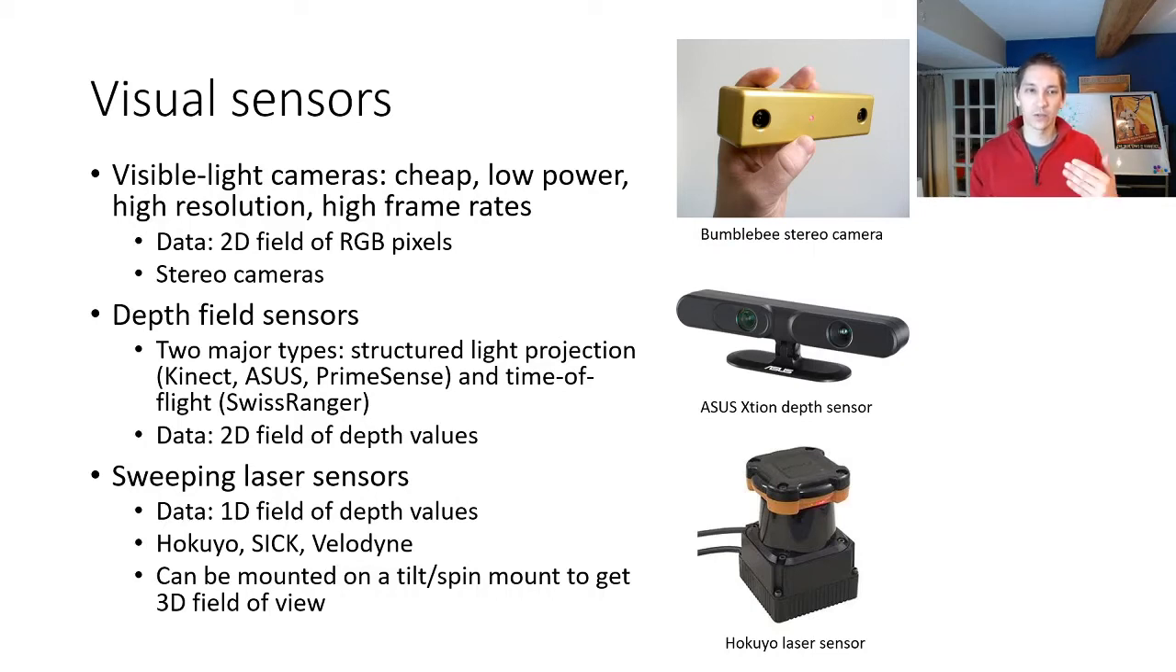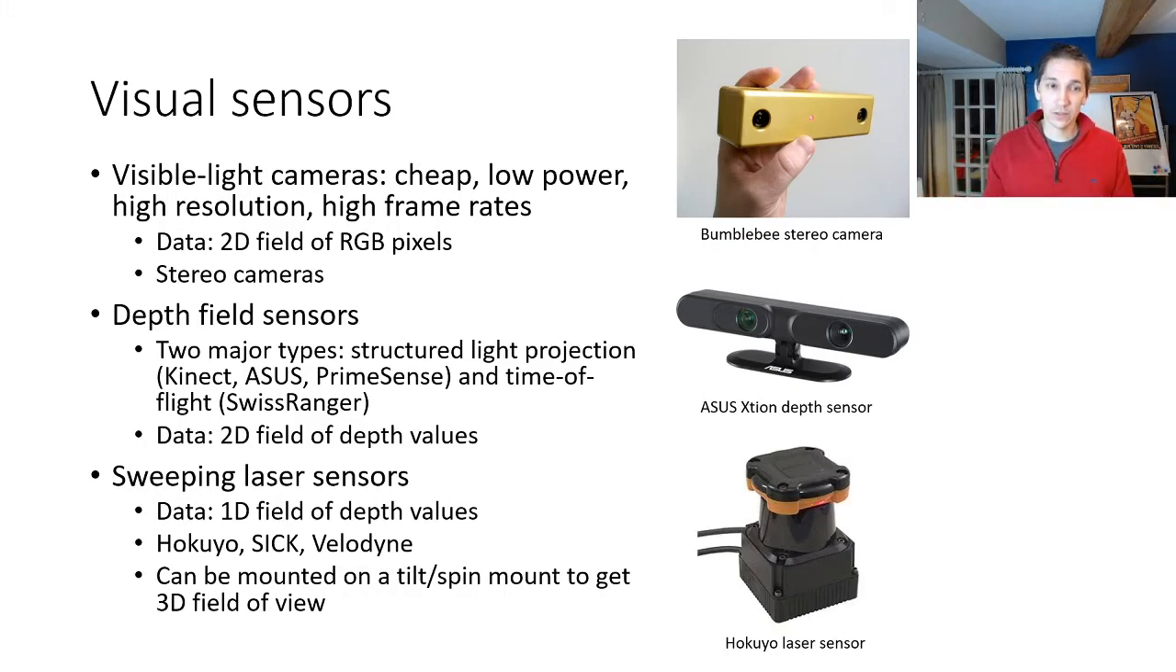But in any case, there's two major types of such cameras. There's structured light projection, as well as time of flight, which use lasers to determine the distance to the camera. There's also laser sensors that sweep a laser across a scene, and these laser sensors use time of flight to figure out the distance to the sensor. And typically these are one-dimensional signals. They basically sweep in a certain angle and give you this kind of one-dimensional set of values of distances.